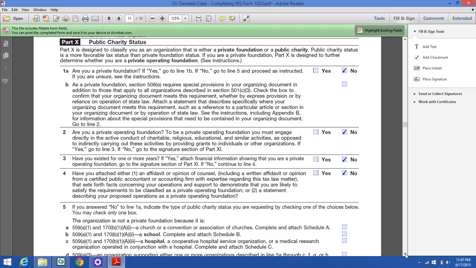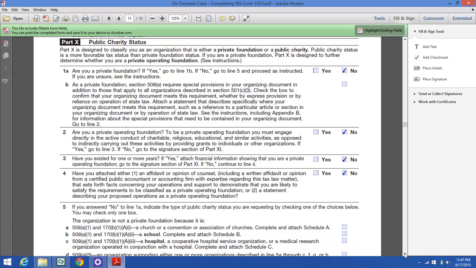I'm just going to go ahead and tell you the answer to this. For 1, 2, 3, and 4, the answers should be no, because you are applying to be a public charity so that you can provide services for your community. If you were applying to be a foundation, that would mean you are planning to distribute money to charitable organizations, and that's not what you're planning to do. You're planning to be a charitable organization that's going to provide some type of service to the community. So all of those answers 1 through 4 will be no.